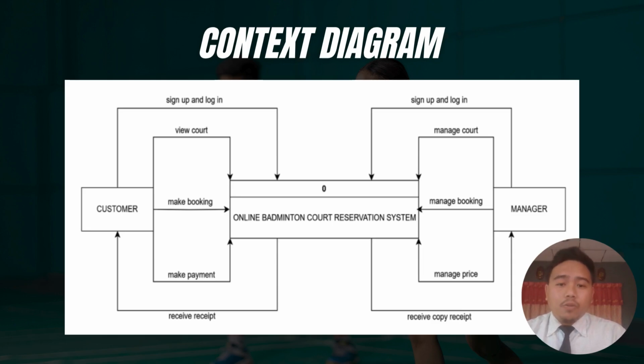This system connects two main external entities, which are the customer and the manager. Starting with the customer, the user can sign up and log in, then view available courts, make a booking, and proceed with payment. Once payment is completed, the system will generate and send a receipt to the customer.